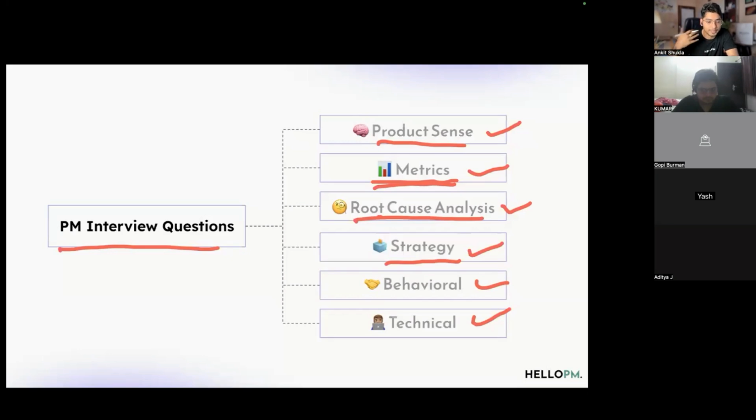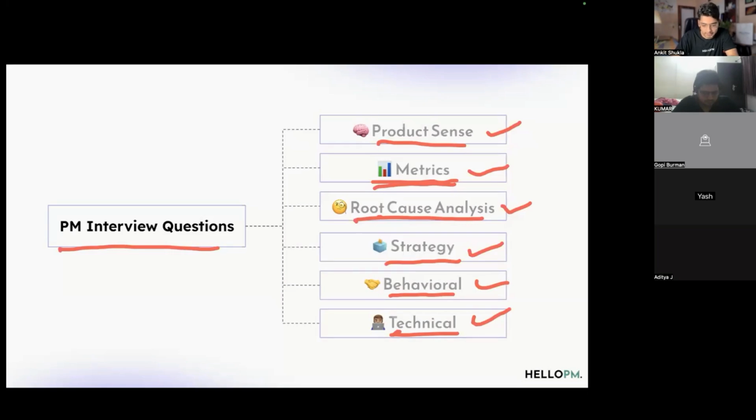Or how should a particular company be able to get profitable as soon as possible? And then we have behavioral questions, which are mostly around your personality and your work ethics and your style, which is: tell me about yourself. What is the situation that you have faced, tell me a challenging situation that you have faced? And then there are technical questions.